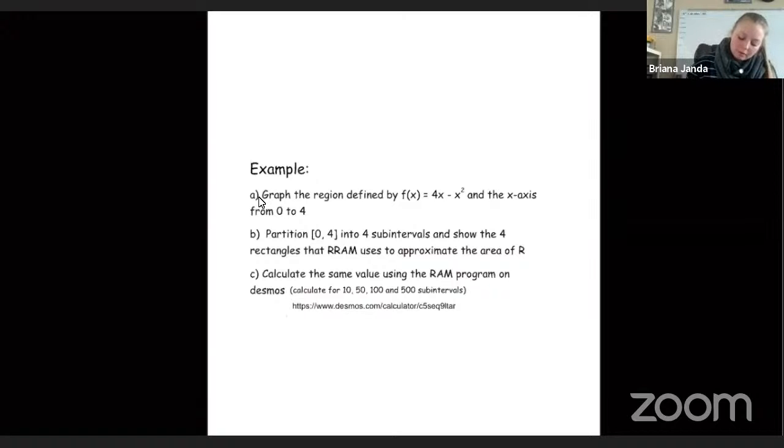Part A says graph the region defined by f of x equals 4x minus x squared and the x-axis from 0 to 4. So let's start with part A. I'm going to do my part A up here.